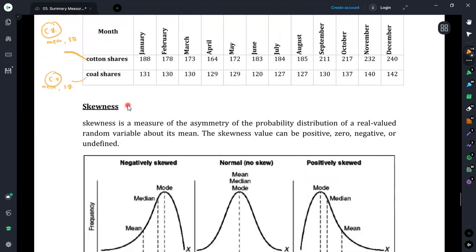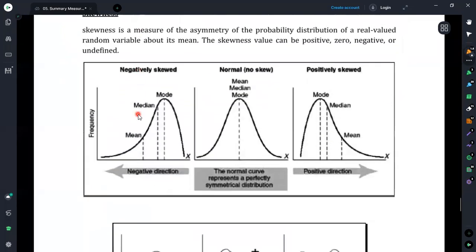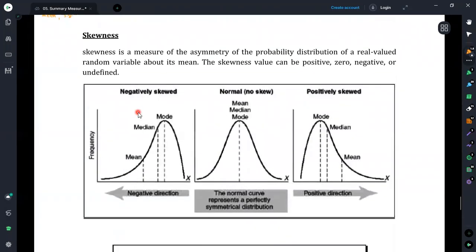First, we will have a look at what is actually meant by this measure of skewness. The skewness is a measure of the asymmetry of the probability distribution of a real-valued random variable about its mean. Here, using the skewness, what we are doing is checking whether the distribution is symmetric or not. The simple idea in skewness is checking whether the distribution is symmetric or not.